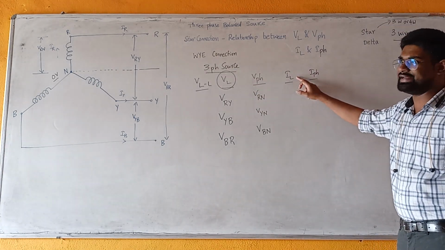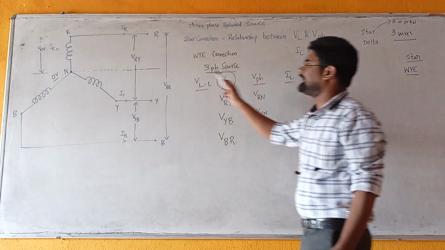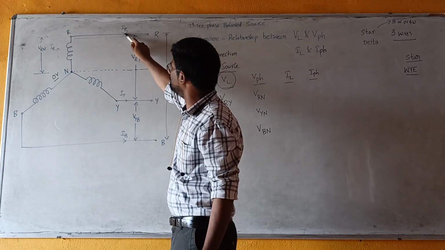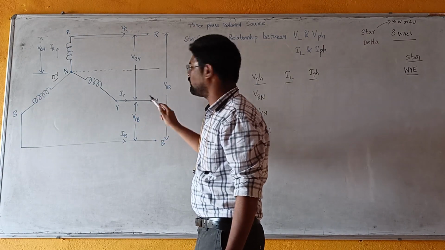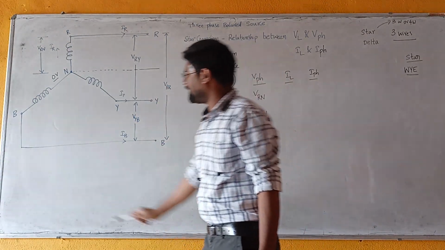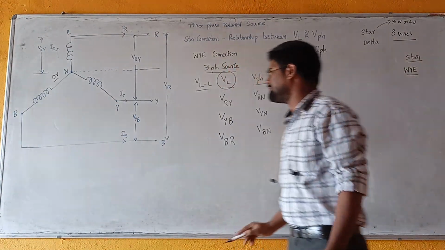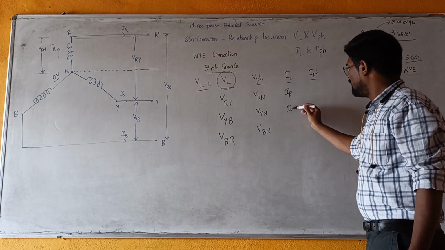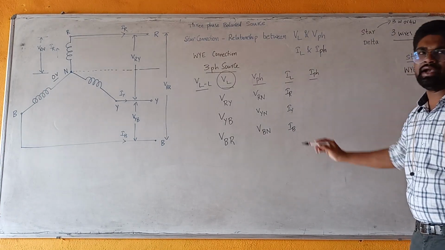And next, what is line current? What is phase current? Line current is the current flowing through live wires. This is a live wire, and the current flowing through this live wire is IR, which is line current. Current flowing through Y live wire is IY, which is a line current. Current flowing through B live wire is a line current, and that is IB. The line currents are current flowing through live wires. What are the currents here? IR, IY and IB.